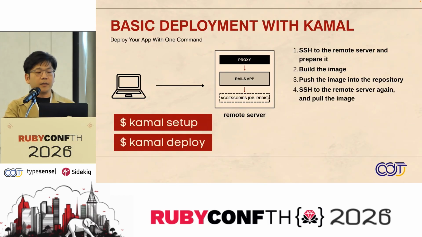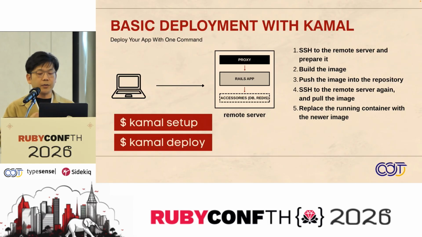With the image in the registry, Kamal goes back to the remote servers. It SSHes into your server again. Then it tells Docker to pull the new image from the registry. Now, each server has a local copy of the new image, ready to be started as a container. You are not running docker pull manually or tracking versions by hand. Kamal coordinates this for you.